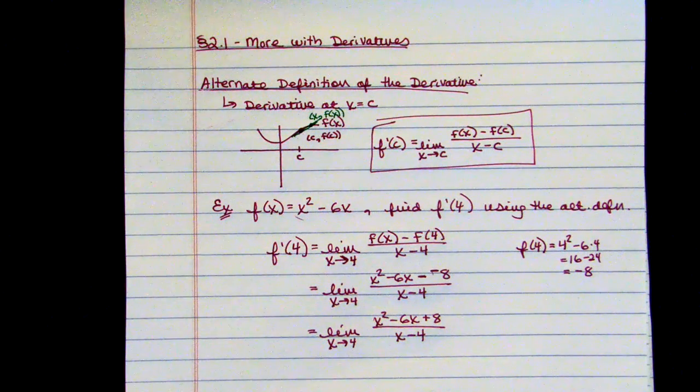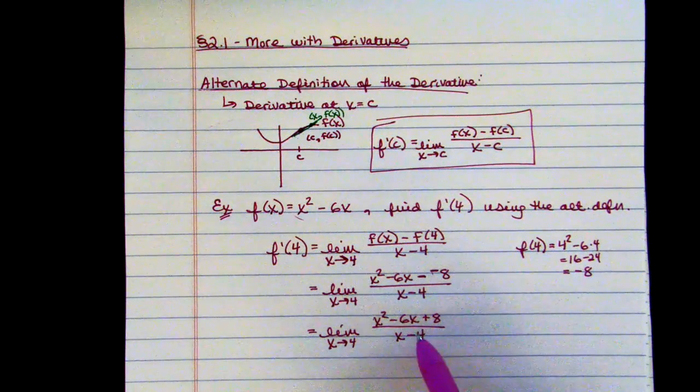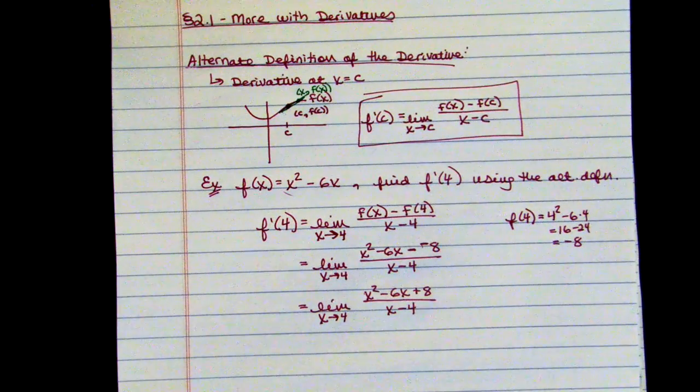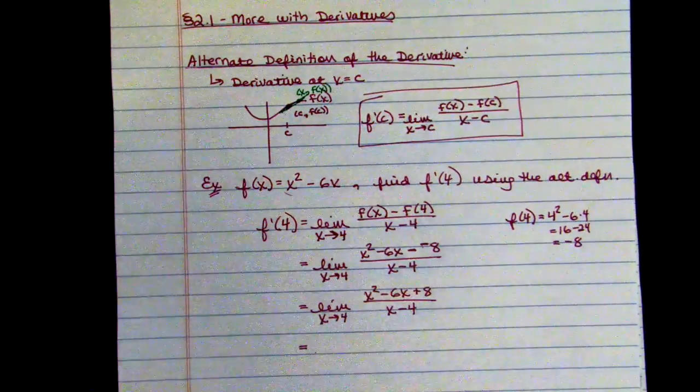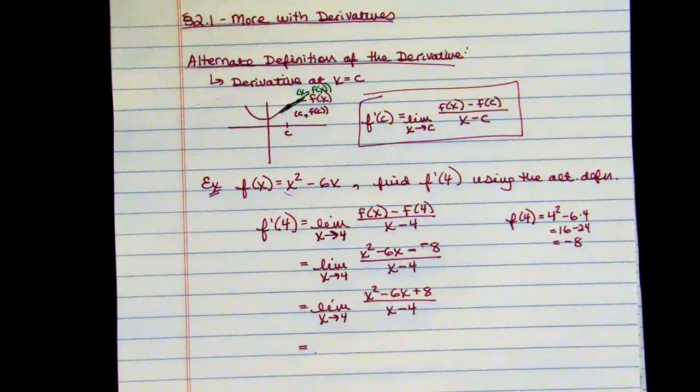At this point, you should plug in 4, but if you do that, you're going to get 16 minus 24 is negative 8 plus 8 is 0, 0 over 0. Yeah, that's not going to work. So what do we have to do next? You're going to go factor and cancel. So go do that. Go factor, cancel, finish this off, and get that limit.